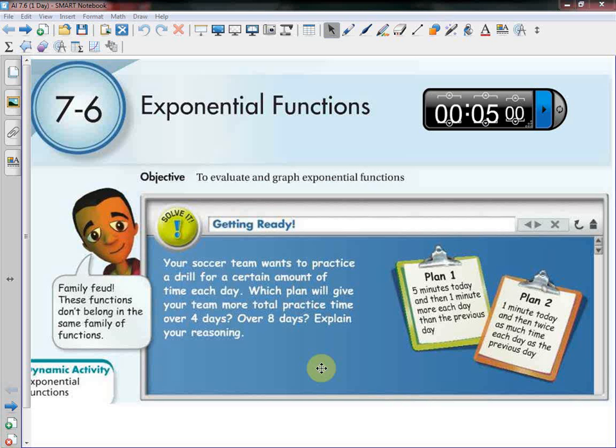Today we're going to talk about exponential functions, and we're going to evaluate and then also graph exponential functions. Here is a warm-up for you to try. Please try this and complete it before moving forward.